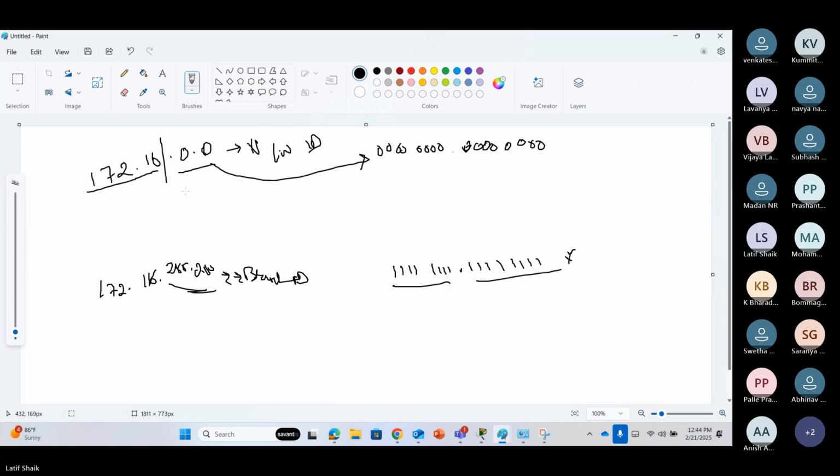In between, 0.1 is the first valid one, then 1.1, 1.2, like that it will keep on going up to 255. Between all these devices we are able to assign. This is the last valid, this is the first valid. Between all we can assign to the devices. The very first 0.0 and the last 255.255 we can't assign to any device.